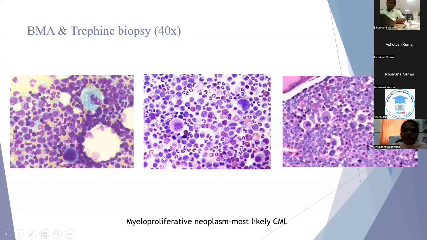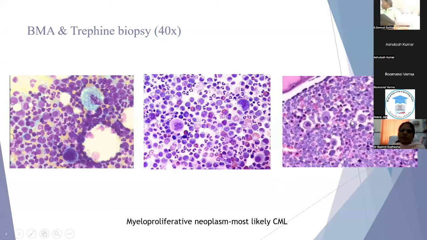So in this case, based on the aspirate, the PBS and the Trephine biopsy, we report it as myeloproliferative neoplasm, most likely CML. Till we do the BCR-ABL translocation, we don't directly label these cases as CML. We write it as myeloproliferative neoplasm, most likely chronic myeloid leukemia, and further classify into chronic, accelerated, or blast crisis depending on the number of blasts.